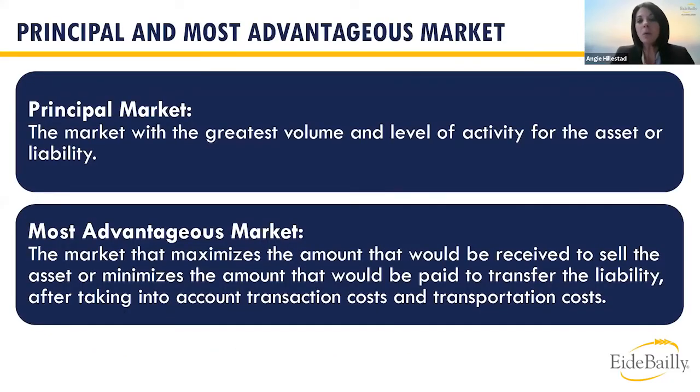A concept that's important in the fair value considerations and also making sure that the disclosure is accurate is regarding the principal and most advantageous market. So the principal market is the market with the greatest volume and level of activity for an asset or liability. And the most advantageous market is the market that maximizes the amount that would be received to sell an asset or that would be paid to transfer a liability after you take into consideration transportation costs and transaction costs.